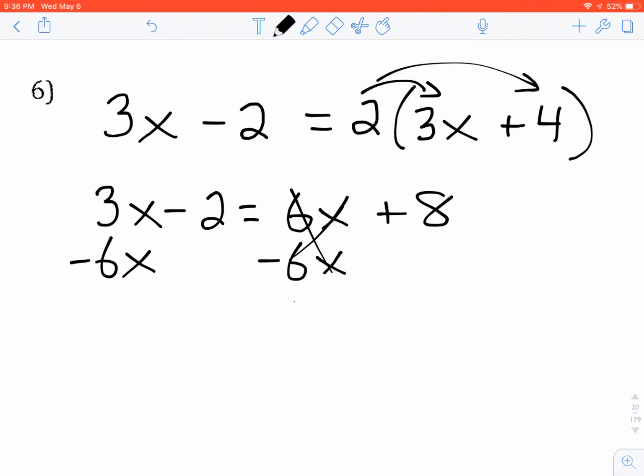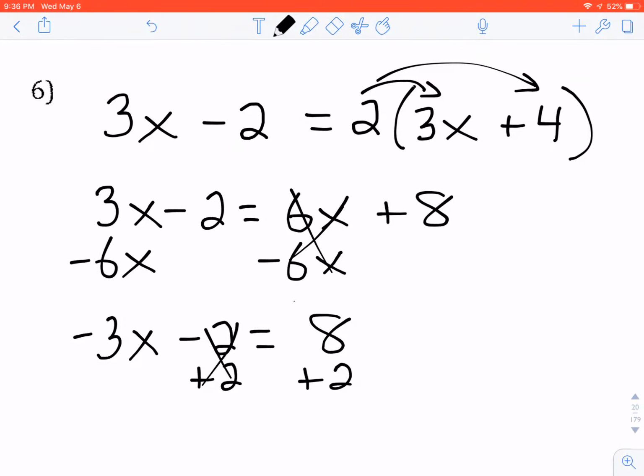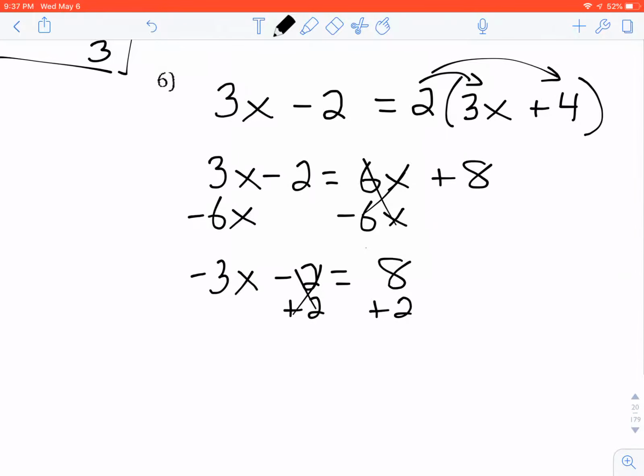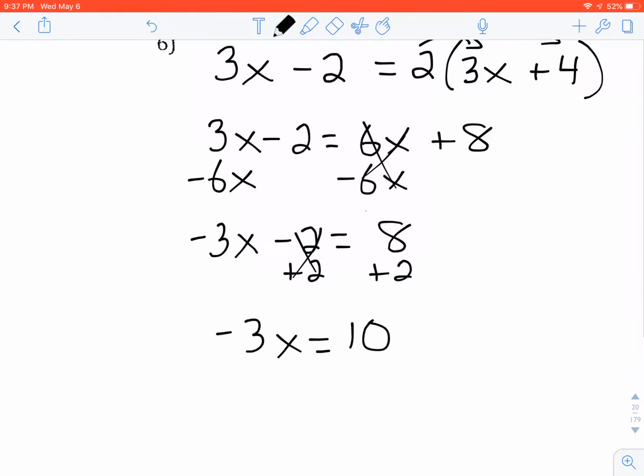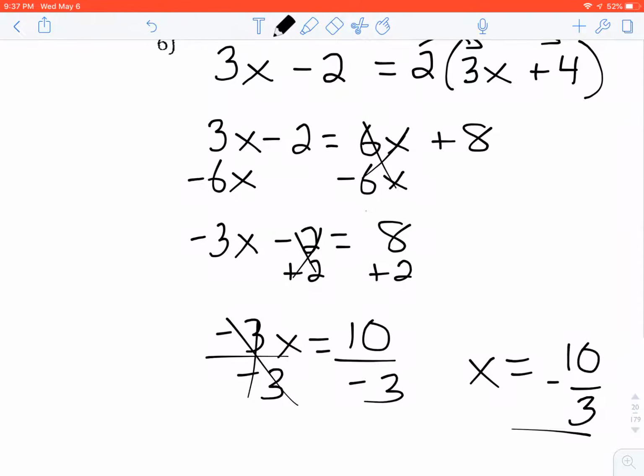So we get negative 3x. Drop down your minus 2 equals 8. You then want to move numbers to the right. So you have negative 3x equals 10. And then get rid of your coefficient. So divide both sides by negative 3. Get your calculator, see if 10 divided by negative 3, math, enter, enter, can be reduced any further. Okay, it cannot, so your answer stays as negative 10/3.